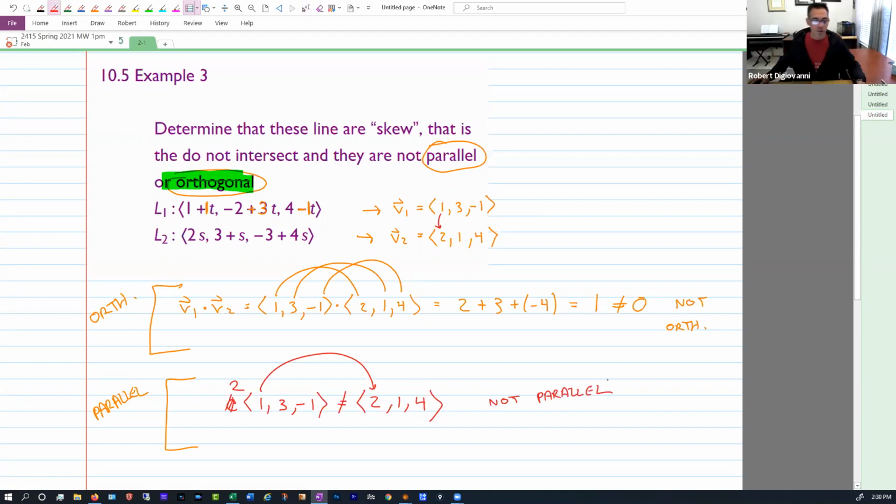Okay, now we need to show that they're not parallel. We got that. They're not orthogonal. We need to show they don't intersect each other. This is the harder part. How do we show that they don't hit one another?